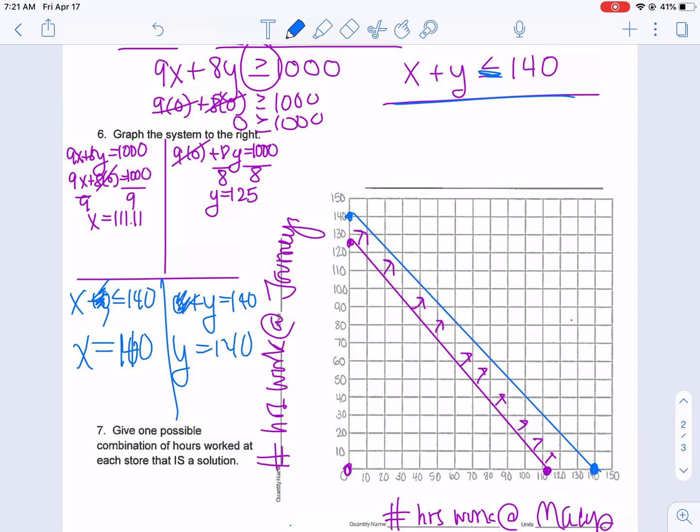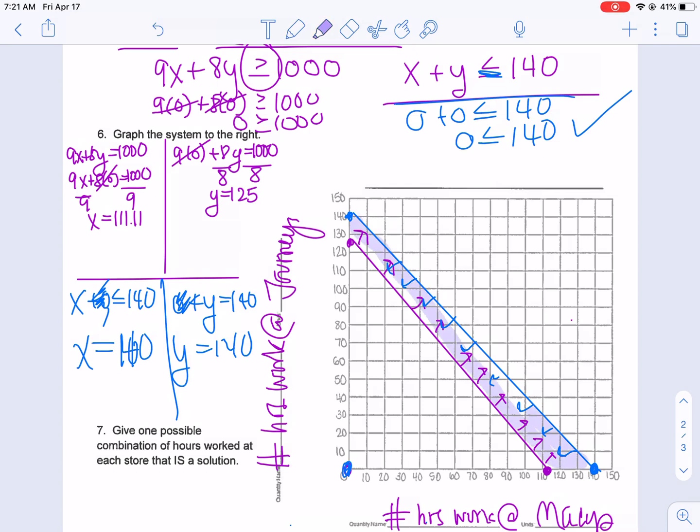Okay. So now where is my inequality? Well, I can absolutely plug 0, 0 in to test it. 0 plus 0 is less than or equal to 140. Is 0 less than or equal to 140? Absolutely. So my arrows for the blue are going towards the origin. So hopefully you can see where the overlap is, right here in the middle.